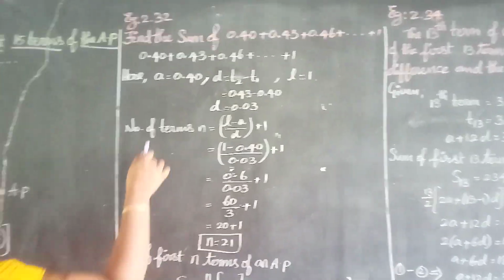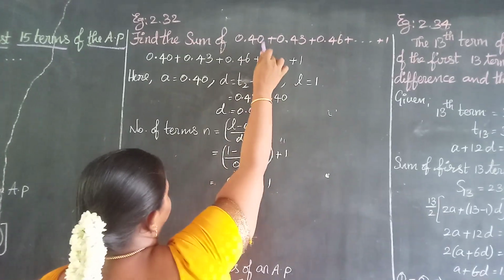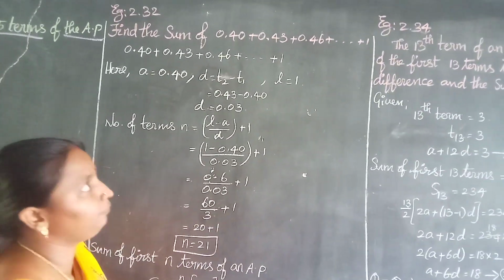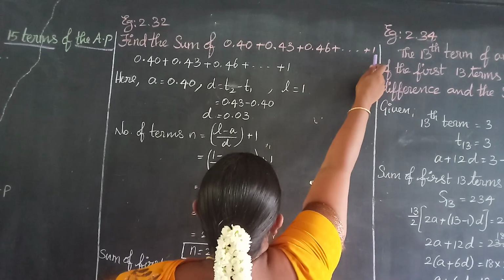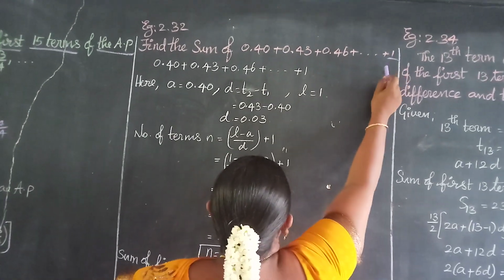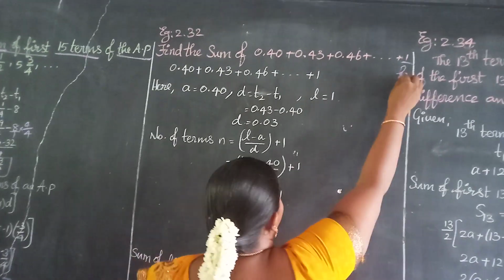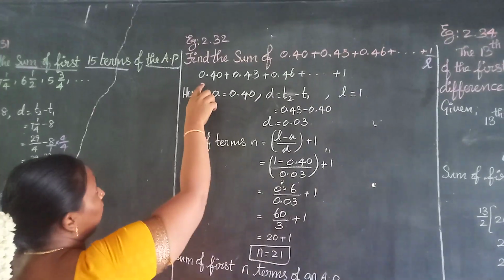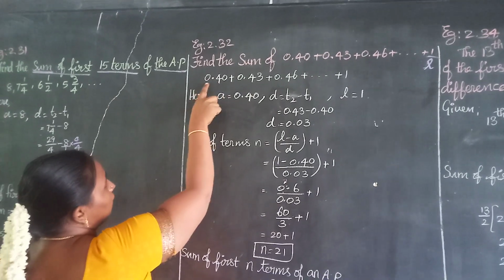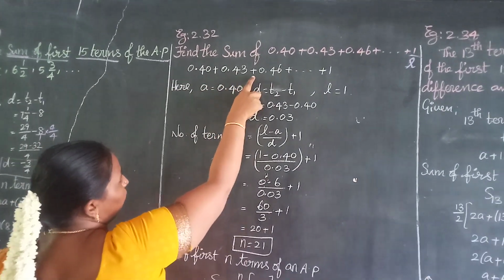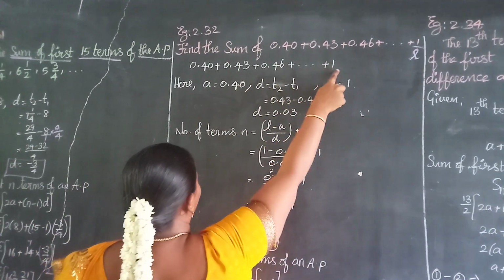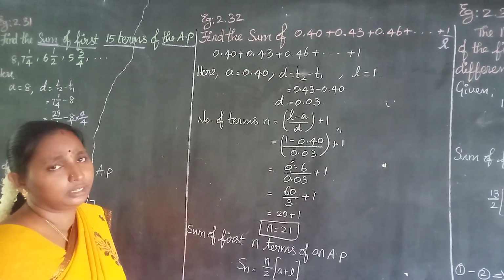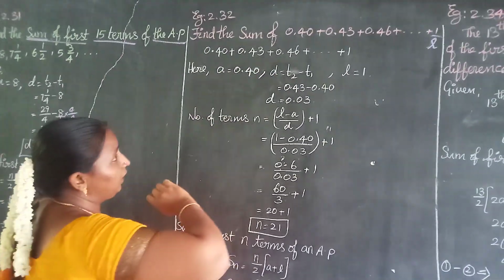Example 2.32. Find the sum of 0.40 plus 0.43 plus 0.46 plus and so on plus 1. So this is the last term, we represent as L. Okay, they have given the last term here. So write the series 0.40 plus 0.43 plus 0.46 plus and so on plus 1. So here, definitely the series forms an AP.